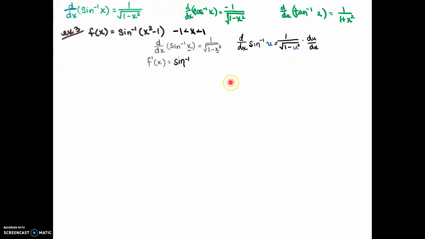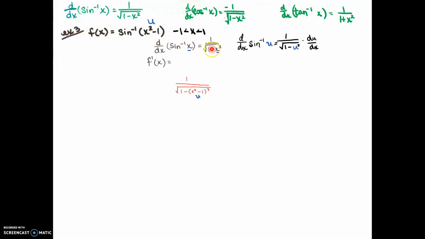So when we look at f of x is equal to inverse sine of x squared minus 1. If this was just a plain x, then I could use the formula exactly as it is. But since it's a quantity, I need to use chain rule. So remember, with chain rule, when we have a quantity here, we're going to do the derivative of the outside times the derivative of the inside, the derivative of the quantity. So for us, our quantity is x squared minus 1. That's going to be our u.